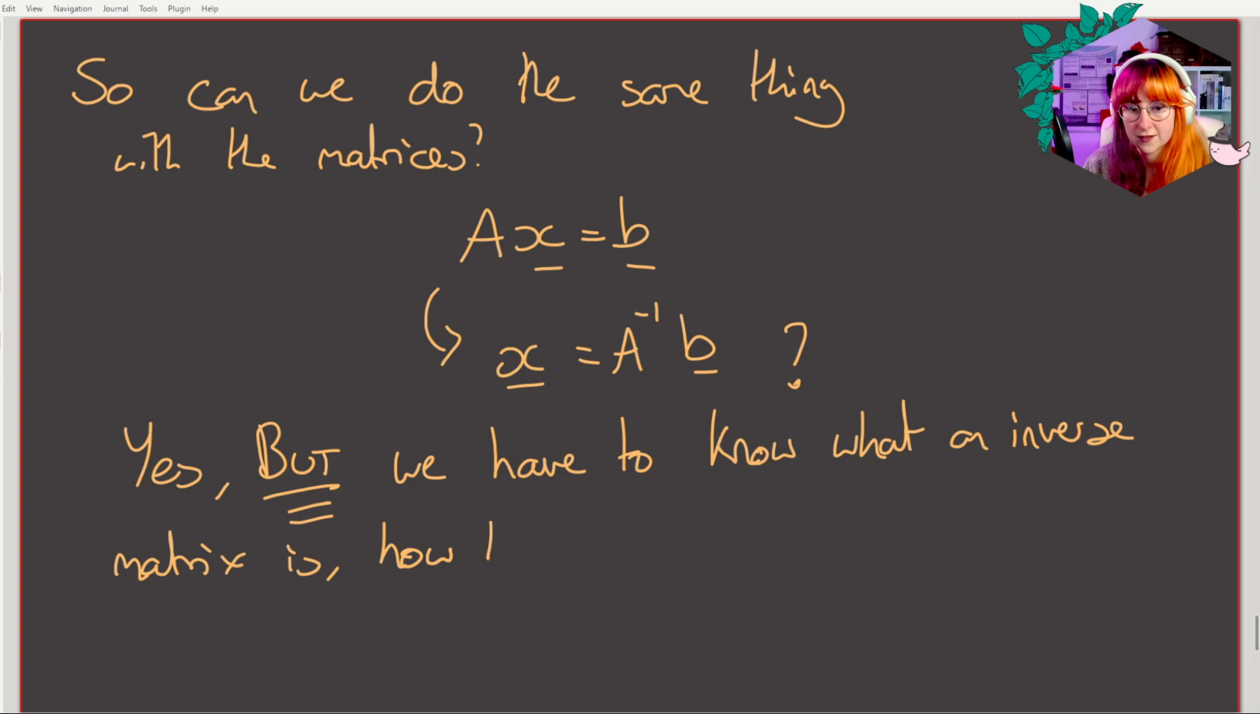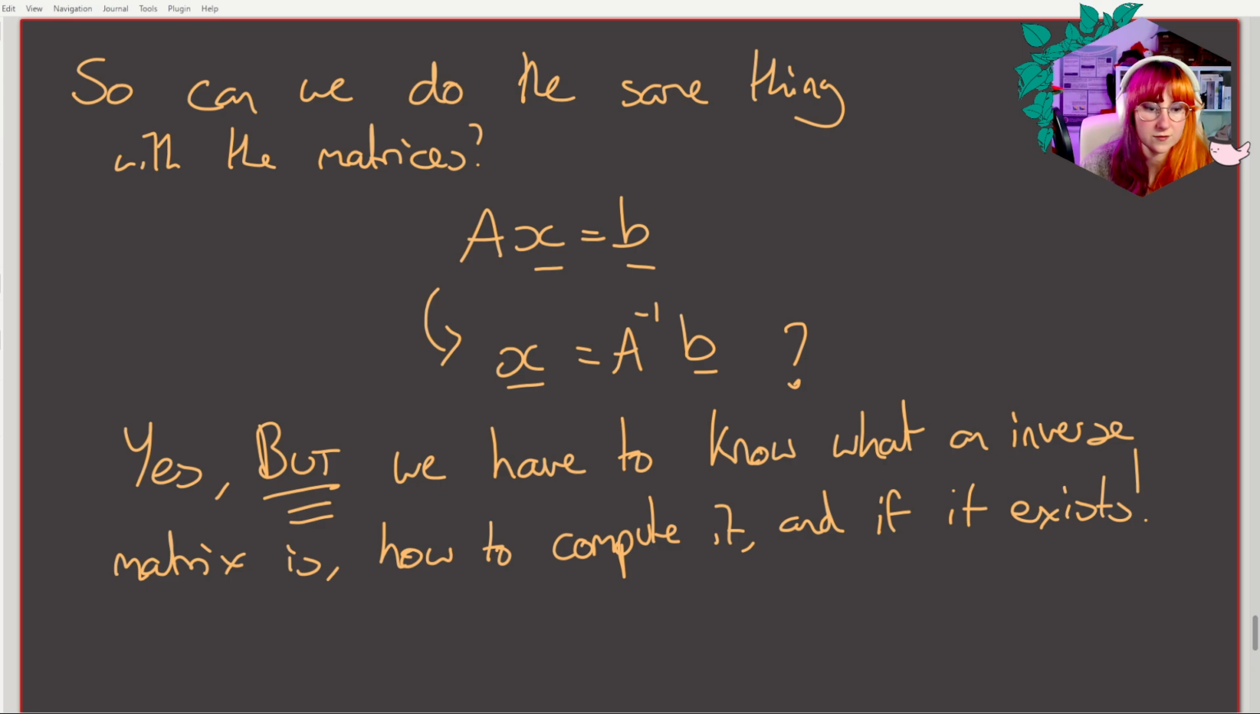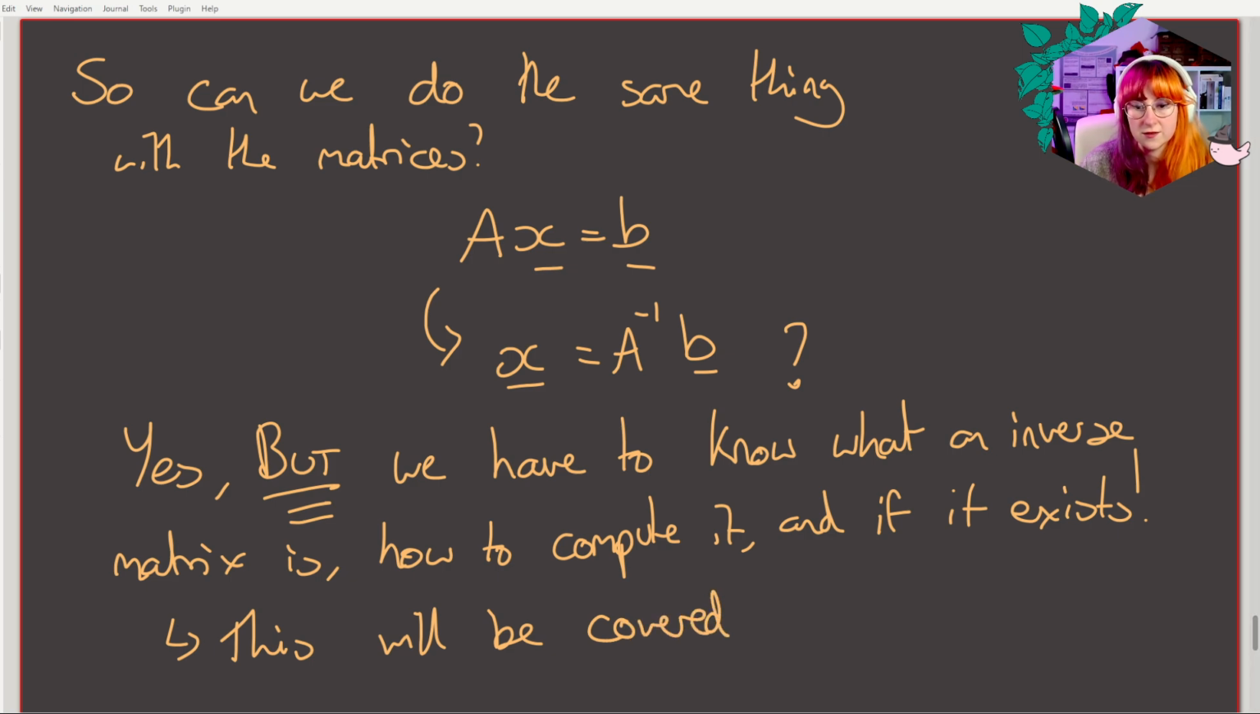In the same way we can't divide by 0, we can't divide by a matrix that doesn't exist; we can't multiply by an inverse matrix that isn't there. So this will be covered next time. Haha, look at me leaving cliffhangers.